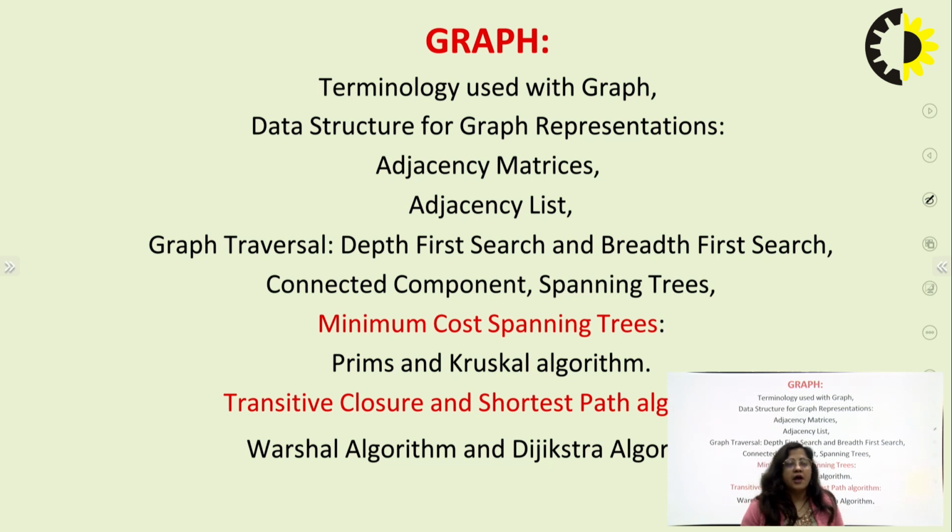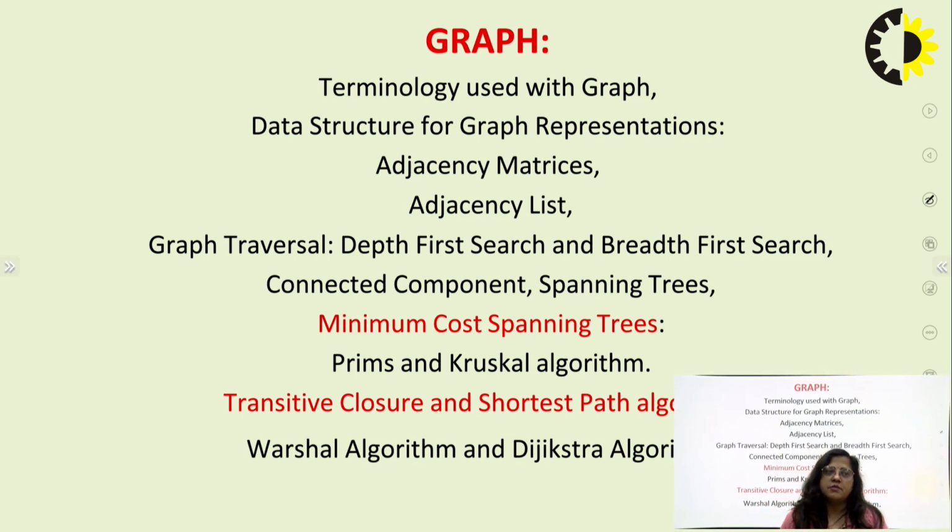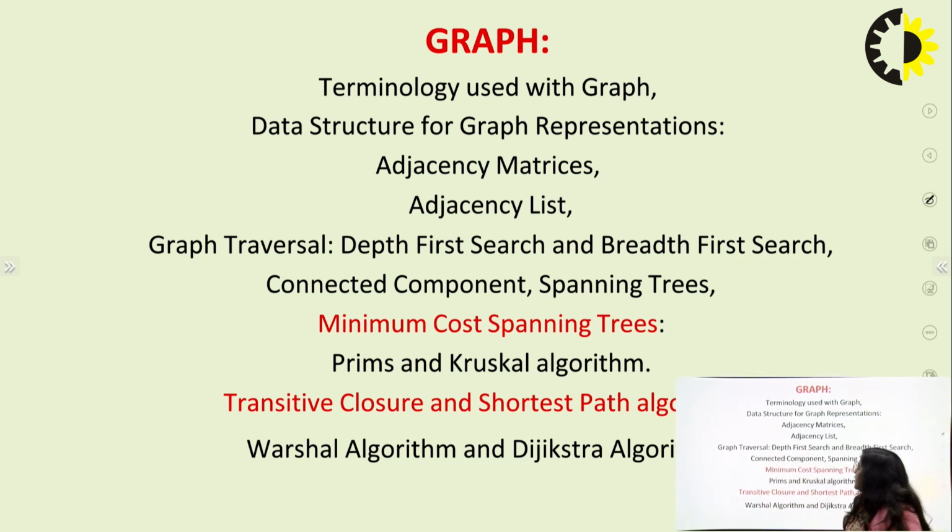The third point is graph traversal. Graph traversal is also classified into two types, DFS and BFS. DFS means depth first search and BFS means breadth first search. After that I will discuss the connected component and spanning tree.